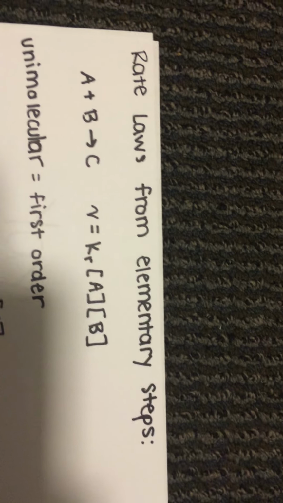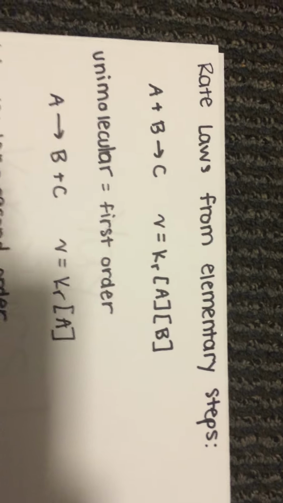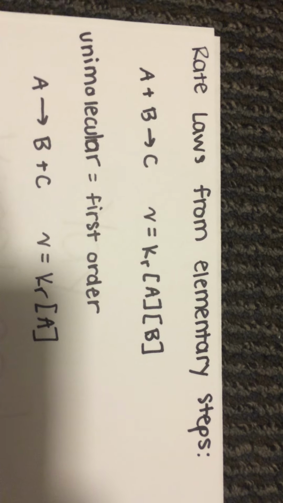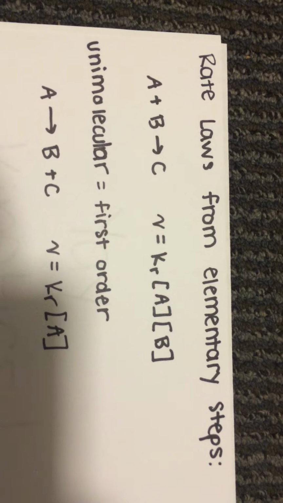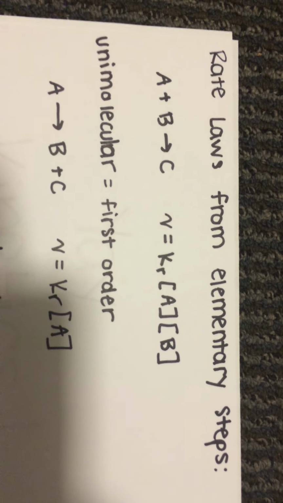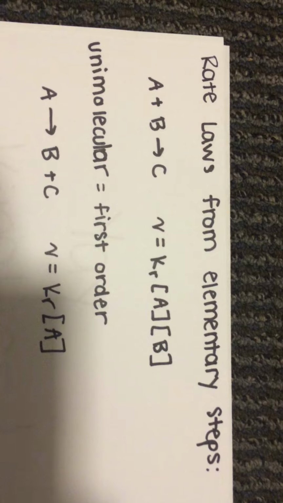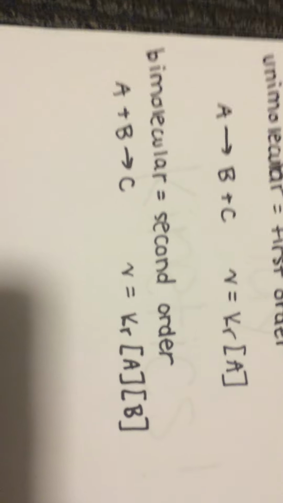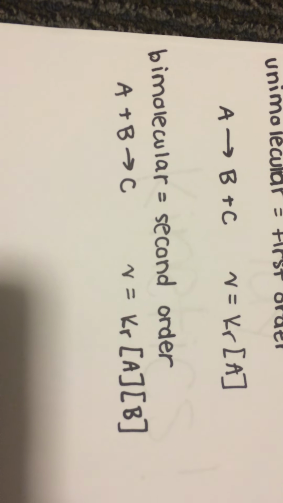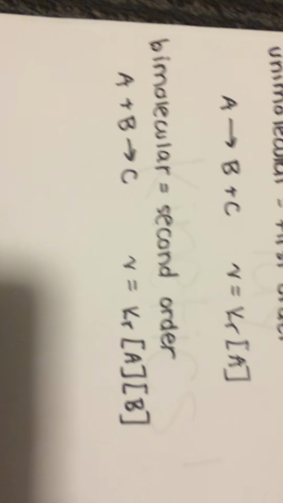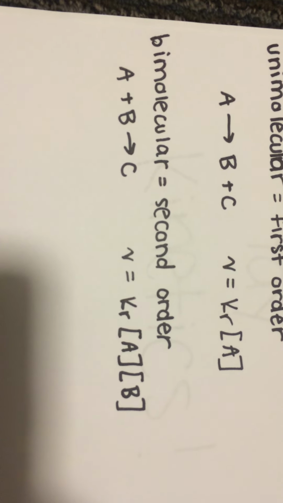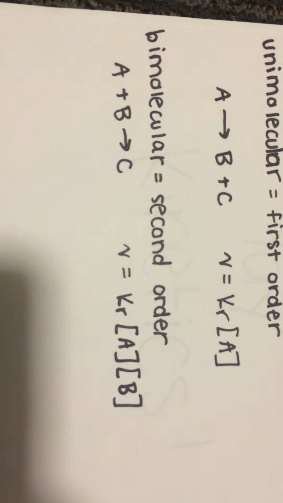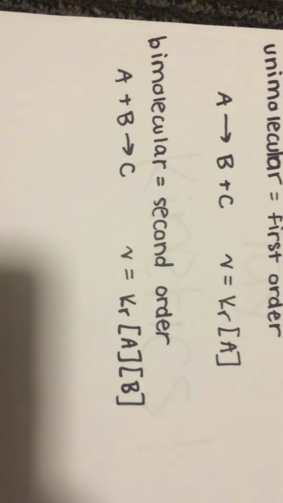Therefore, if we have a unimolecular reaction, that will be first order since a unimolecular reaction has one reactant. In this, A gives you B plus C, and so our rate law is then the rate is Kr times A. And finally, if we have a bimolecular reaction, that will always be second order since we have two species reacting with each other. So A plus B gives you C, and then our rate is Kr times the concentration of A times the concentration of B.